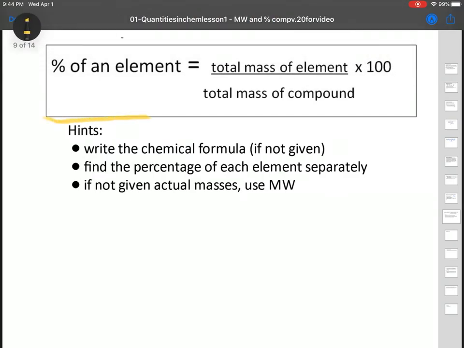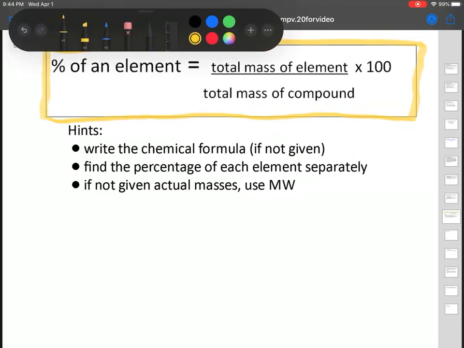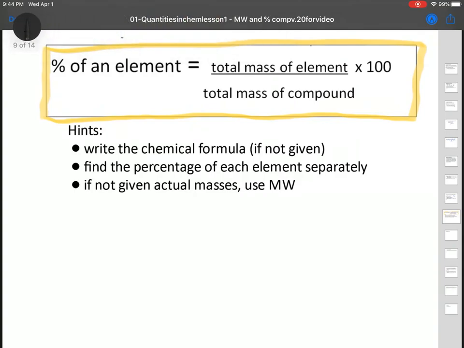And really, if you think about what a percentage is, like your percent on a test, what you got out of the total marks, then this is pretty straightforward. So the percent of an element is the total mass of the element divided by the total mass of the compound times 100. So like I said, you could use mass in grams, or you could use the atomic mass. And that's what it's saying here.